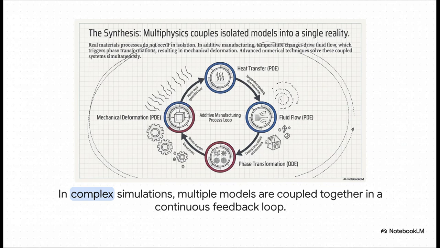But here's the thing, right? Reality is messy. It's really never just one thing happening at a time. In really advanced simulations like for 3D printing, you've got multiple models all coupled together. The heat transfer model affects how the fluid flows, which then drives changes in the material's phase, which ultimately causes it to bend and deform. It's this incredible interconnected dance where everything affects everything else.